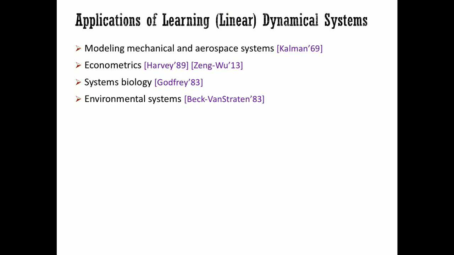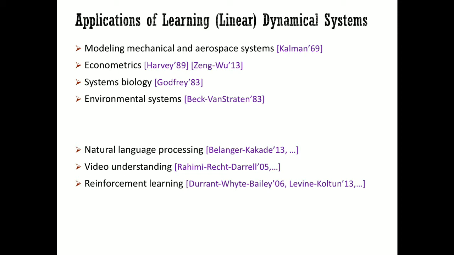Given this problem has been studied in different fields, it's not surprising that it also has a lot of applications to other scientific areas. For example, the original motivation of Kalman was to model mechanical aerospace systems. Time series has a lot of applications in econometrics. System identification has a lot of influence on systems biology and environmental systems. In computer science, the applications include natural language processing, video understanding, and reinforcement learning. These are all situations where the input and output are both sequences. For example, in reinforcement learning, in some sense, we need to learn the model and control the model simultaneously.